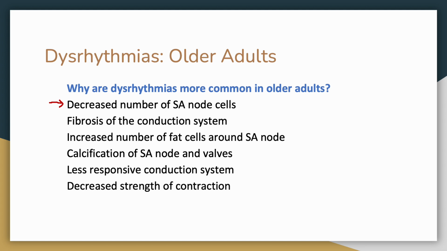I talked about that in one of the former lectures. As you age, the muscles in your body get weaker. If you don't keep up, even your heart is a muscle. So as you age, they're going to have decreased strength of contraction. That could lead to dysrhythmias. It can also lead to heart failure.